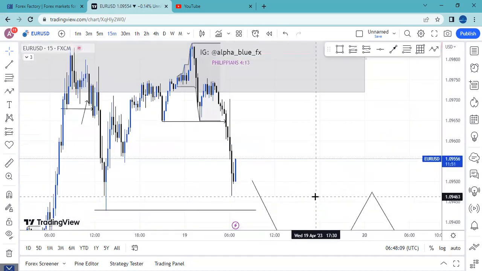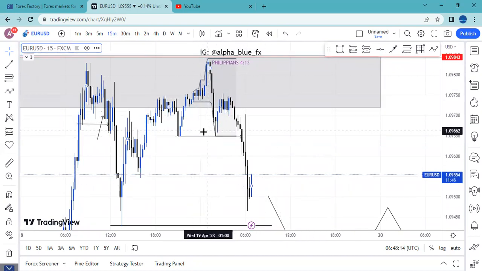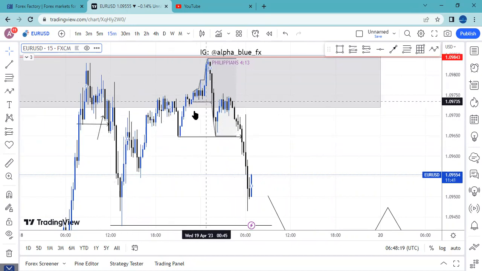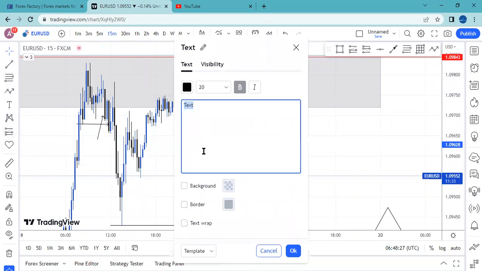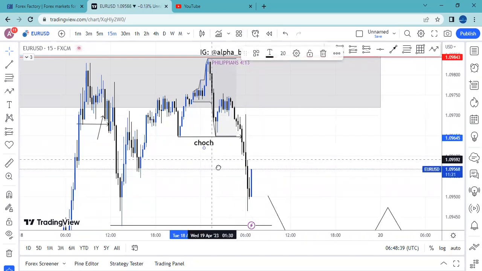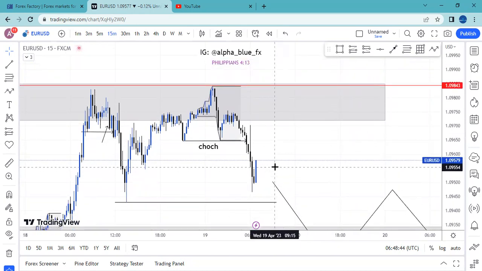Let me see. Now price came to this level and then it changed character, higher high, higher high. This is a change of character to the downside, right? So change of character. So this right here is a change of character to the downside. And then right now it's giving us this very big push to the upside.